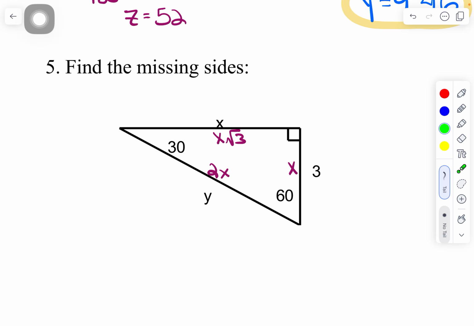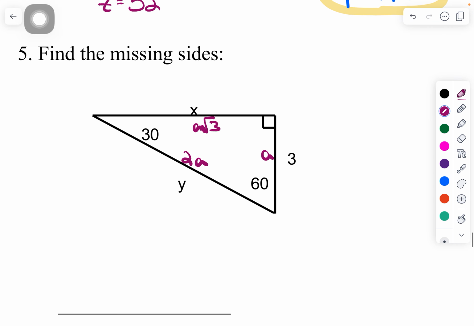So I know what x is. X is 3. So everywhere I have an x, I'm going to replace it with 3. Now, if you don't like the fact that this says x and that says x, no worries. Let's take those x's out, and you could say it is a, 2a, and a root 3. It won't matter, but if it does get a little confusing because I labeled this as x and that as x, then don't use x.